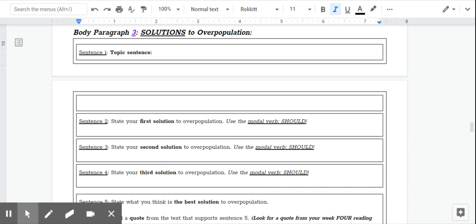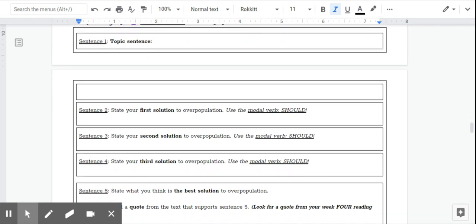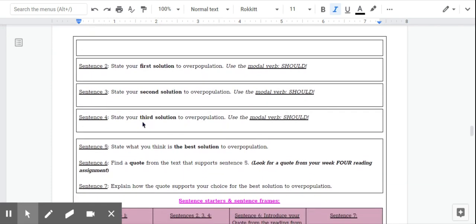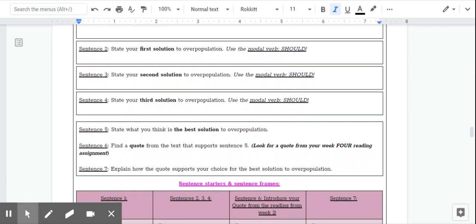Moving on to body paragraph number 3, our solutions to overpopulation. So your first sentence is your topic sentence, right? This is where you introduce the main idea of your paragraph. What is this paragraph about? Hint, hint, hint, the solutions. All right. In sentence number 2, you're going to state your first solution to overpopulation.